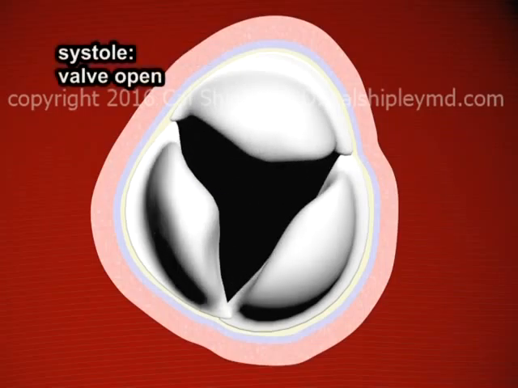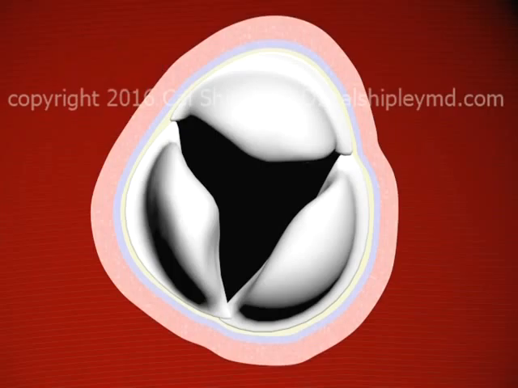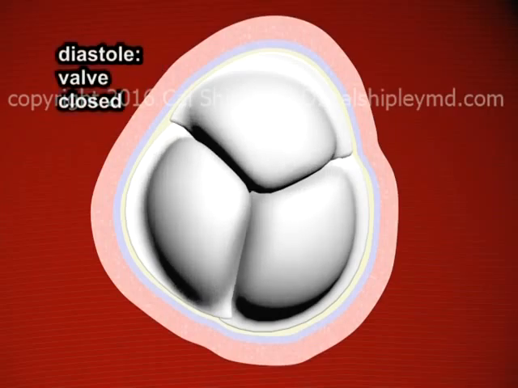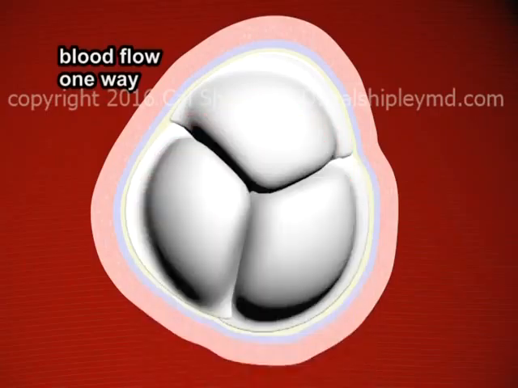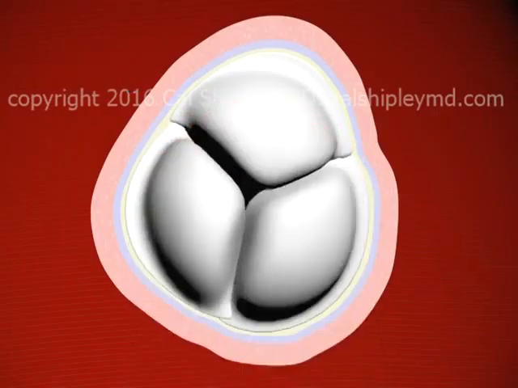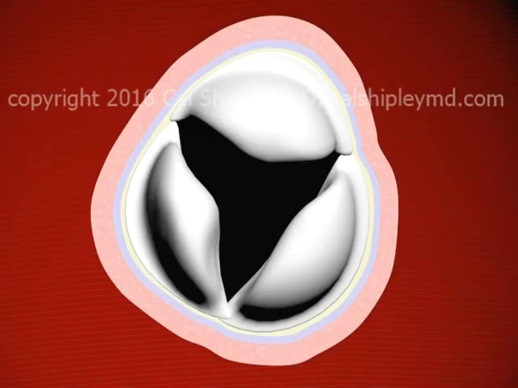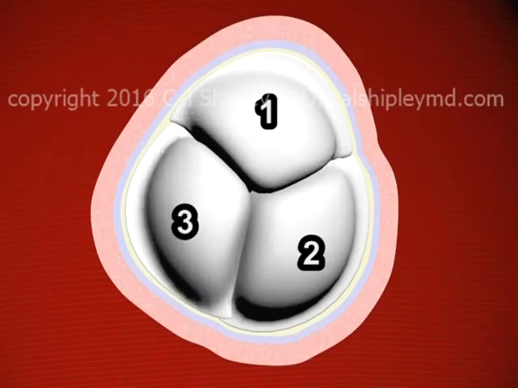During systole, the valve is open, and during diastole, it is closed. The action of the valve therefore ensures that blood flow is one way only, from the left ventricle into the aorta. This view of the valve also shows that it is composed of 3 separate leaflets, all of which are attached to the aortic annulus, located at the root of the aorta.